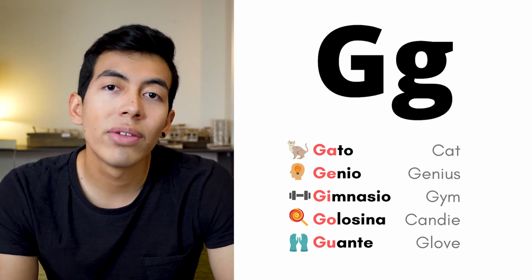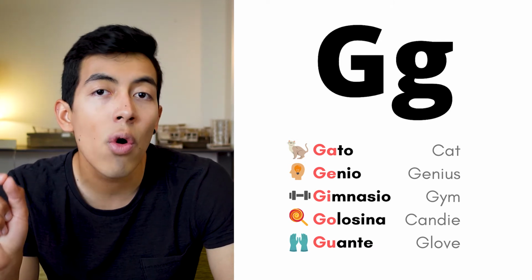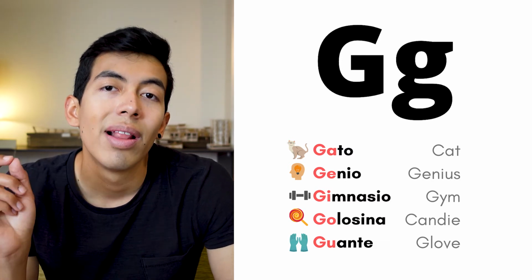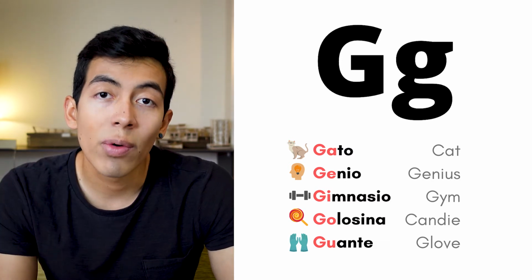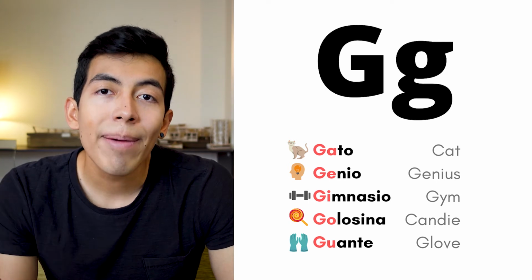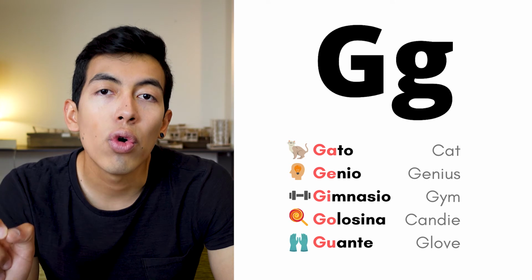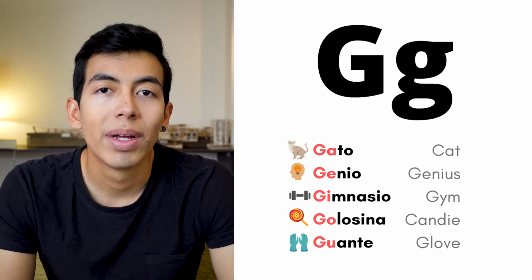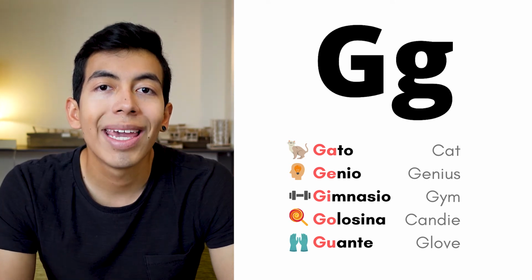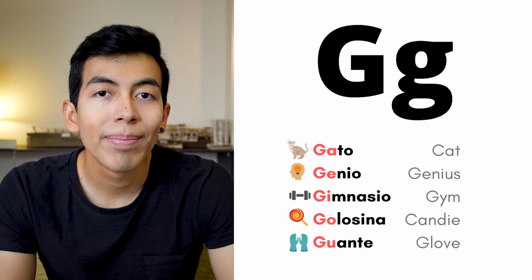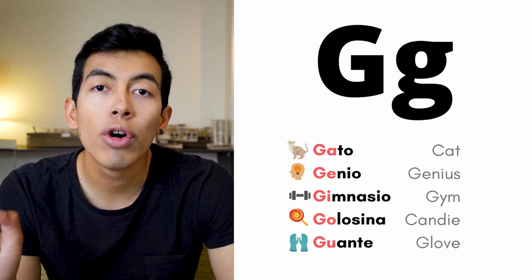Then we have la letra G. This letter is pronounced differently depending on the letter or the vowel that comes after this letter. For example, la letra G with all the vowels would be ga, ge, gi, go, gu: gato, genio, gimnasio, golosina, guante.